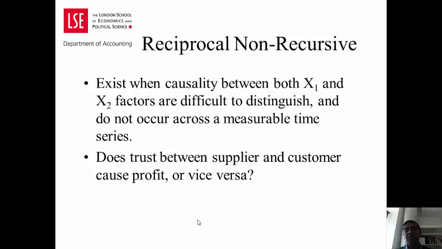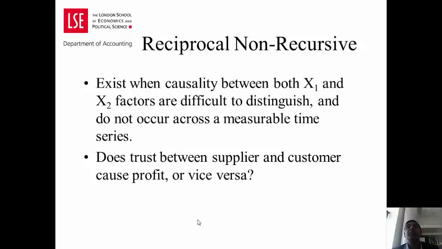Now, does trust between supplier and customer cause profit? Or do profitable firms naturally trust each other more because they are profitable and are probably going to be good for their transactions made? Which comes first? Now, it could be both. If you're a manager that picks your suppliers or your customers because they're profitable and you therefore trust what they do, well, then profit leads to trust.